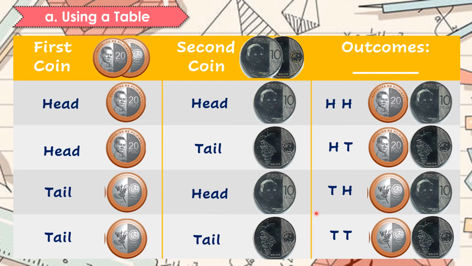At dahil wala nang possible outcomes, ito na ang complete list for the possible outcomes of tossing two coins. So, meron tayong head-head, head-tail, tail-head, and tail-tail. So, meron tayong 1, 2, 3, 4. So, when you toss two coins, there are 4 possible outcomes.